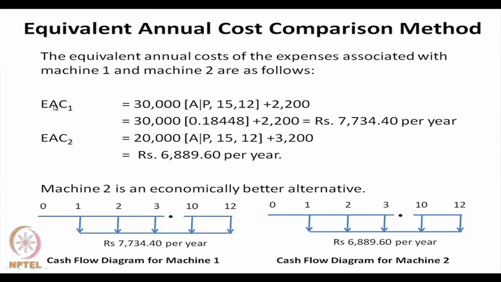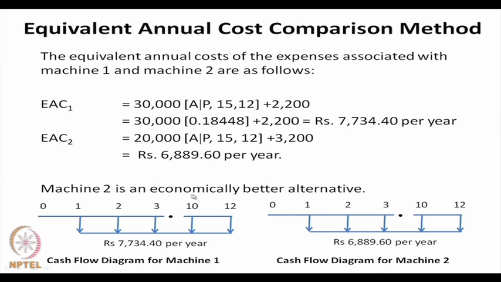This is the equivalent annual cost for machine 1. And similarly, we calculate the equivalent annual cost for machine 2, which is this. Here, 20,000 was the initial price, and we multiplied that by the capital recovery factor, then added to it the maintenance expenses, which are already in an annuity form. That gave a value of 6,889 rupees 60 paise, and this is obviously less than this.